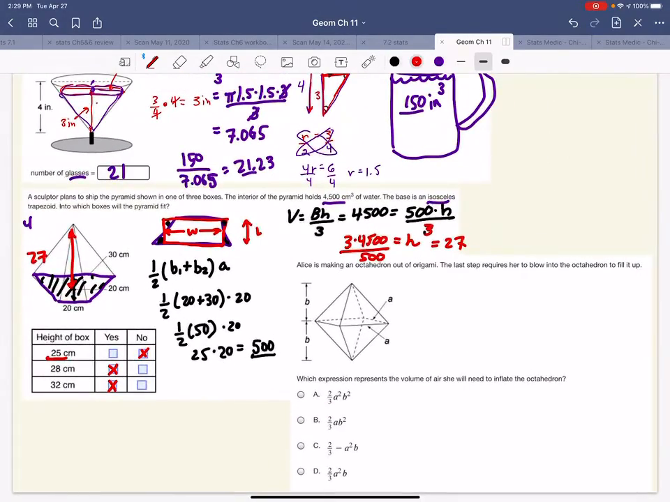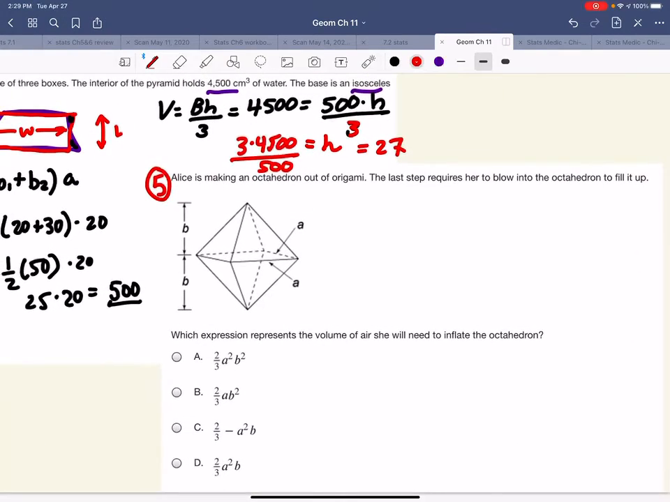Okay, last question, number 5. So that one was number 4. Alice is making an octahedron. So you're like, this doesn't look like an octagon. What do they mean by octahedron?